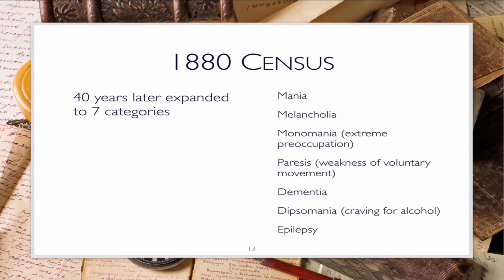Some 40 years later, they expanded to 7 different categories, and a lot of these categories are things that you're probably familiar with even today. So mania, for example, is probably a lot like bipolar disorder. Melancholia, which is probably a lot like depression. Then there's monomania, which is extreme preoccupation, most likely like OCD. Paresis, which is a weakness of voluntary movement. Dementia. Dipsomania, which is a craving for alcohol. I promised myself if I ever opened a bar, I would call it dipsomania. And then epilepsy. So these are the 7 categories we had back in 1880.